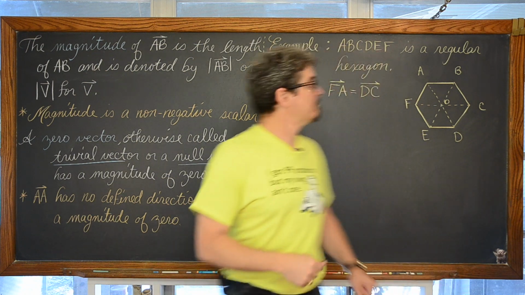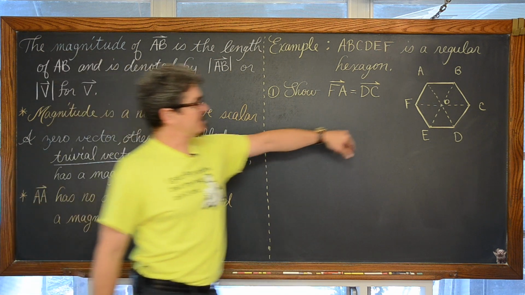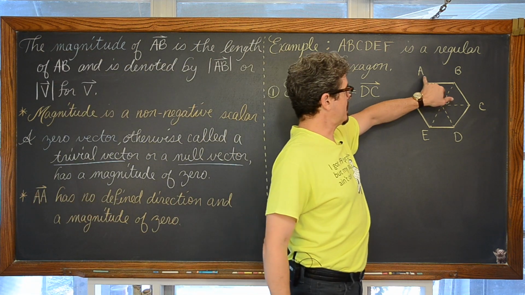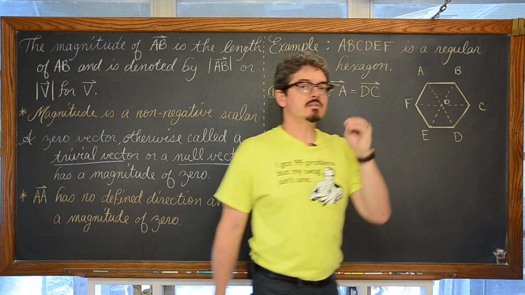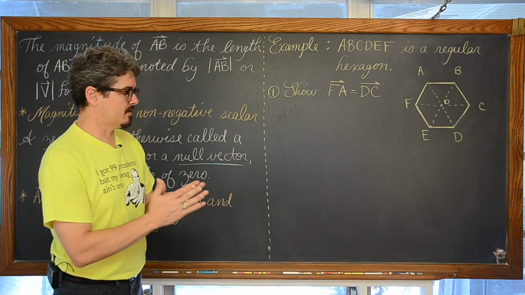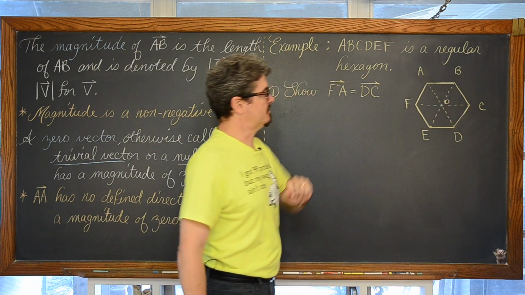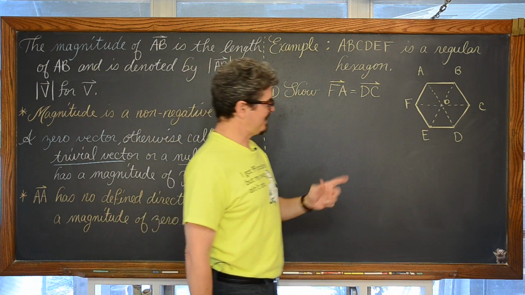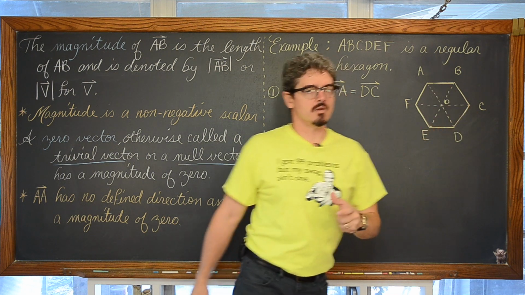It's a trivial vector. Now we're going to have this given where we have this regular hexagon, A, B, C, D, E, F. Now, being told that this is a regular hexagon, we have to understand what that means. That means that all of the sides around the outside of this polygon are equal, and the measure of each of these interior angles is also equal.